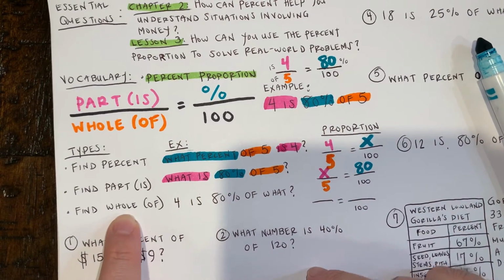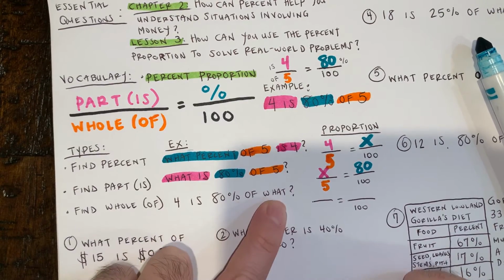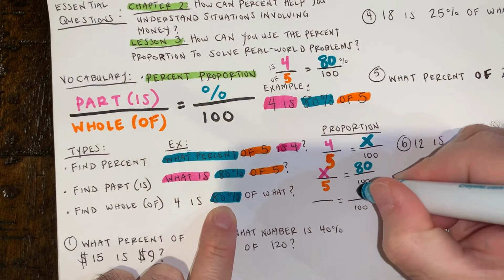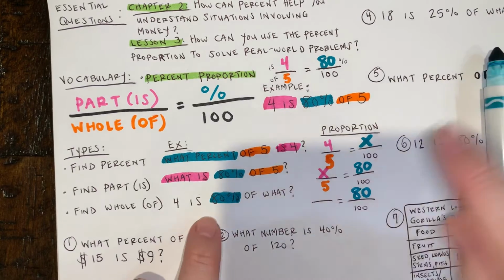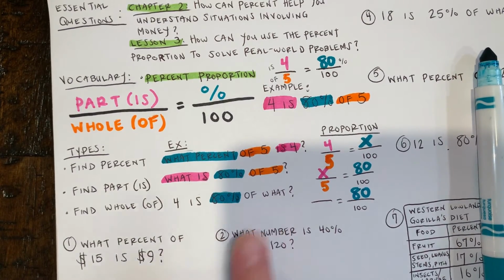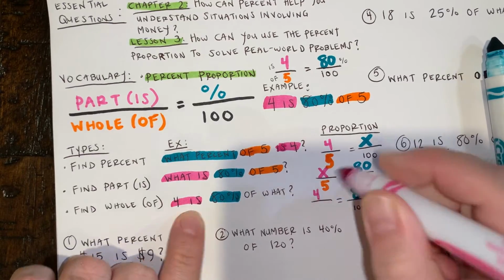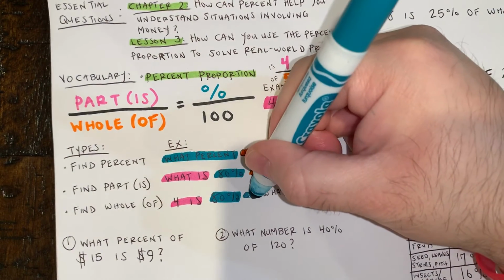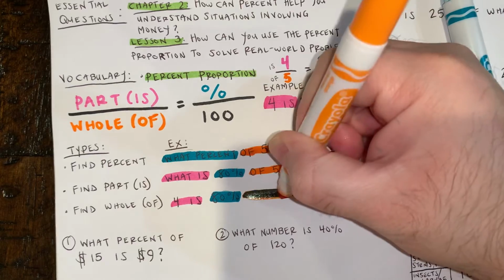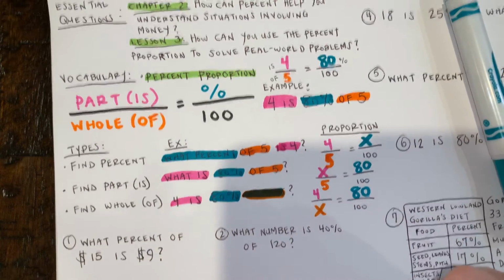Then lastly, we're also going to be doing problems where we're missing the whole, or we're missing the of. So, 4 is 80% of what number? Once again, always start off with your percent. We have 80%. That means 80 goes there. You realize that has split the problem into two parts. 4 is, that is the is, so that goes up here. And then what's left over is of what? What's left over is the of. So we don't have that part, so that one has to be an x, because that's what's missing. So there you go.